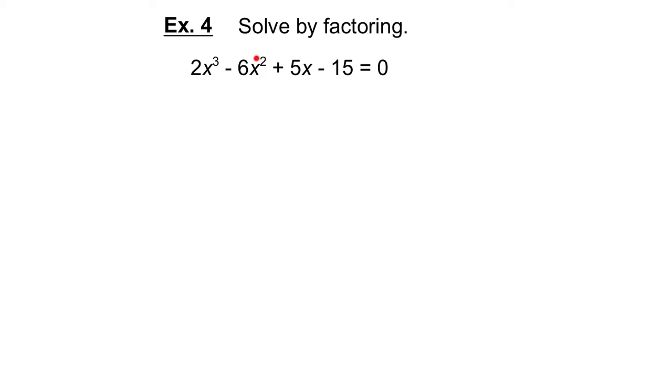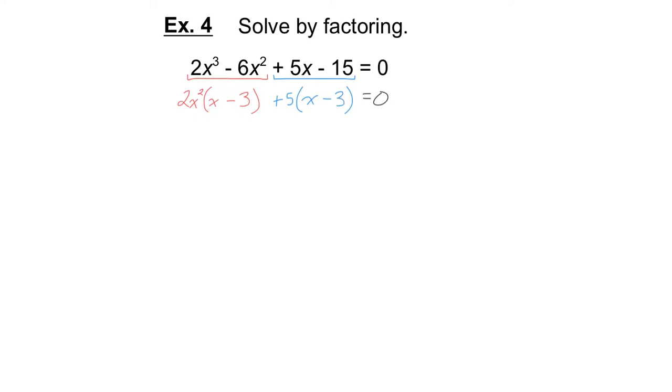Group the first two terms and factor with the greatest common factor, group the second two terms and factor with the greatest common factor, and then just keep going. So the greatest common factor for the first two is 2x squared. 2x squared times x gets me 2x cubed. 2x squared times minus 3 gets me minus 6x squared. Okay, so 2x squared is one factor, x minus 3 is the other. For the second two, greatest common factor is 5. My other factor has to be x minus 3.